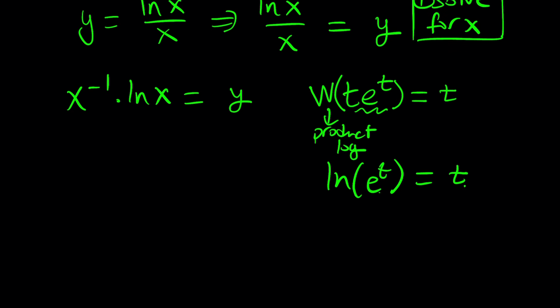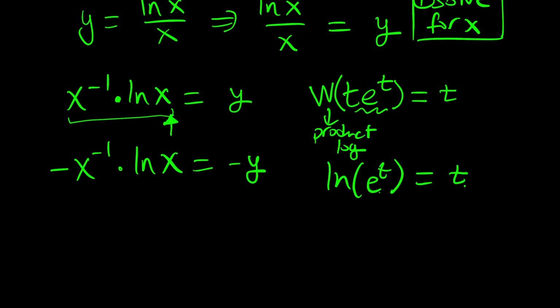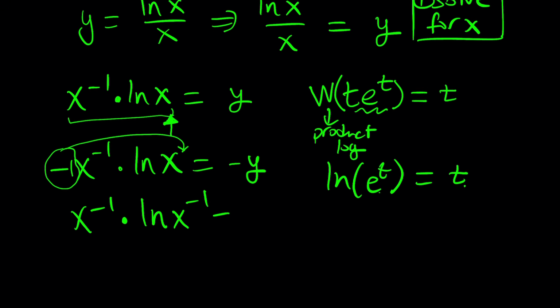So we need to bring this to a t times e to the t form. How do we do that? Here's what we're going to do first. We're going to bring an x to the power negative 1 here. By using properties of logarithms, first step, we multiply both sides by negative 1. That gives us negative y. And we take this negative 1 and bring it over here, because properties of logs tell us you can do that. So this becomes x to the power negative 1 times ln x to the power negative 1 equals negative y. So far, so good, right?